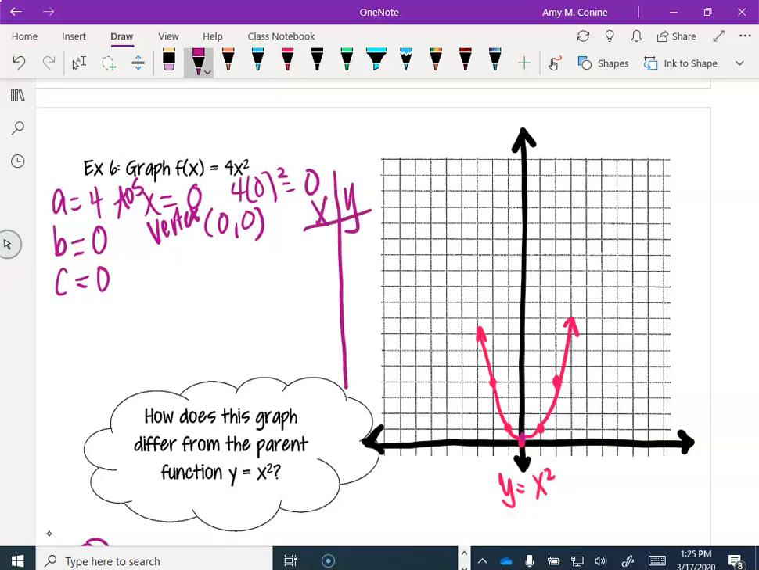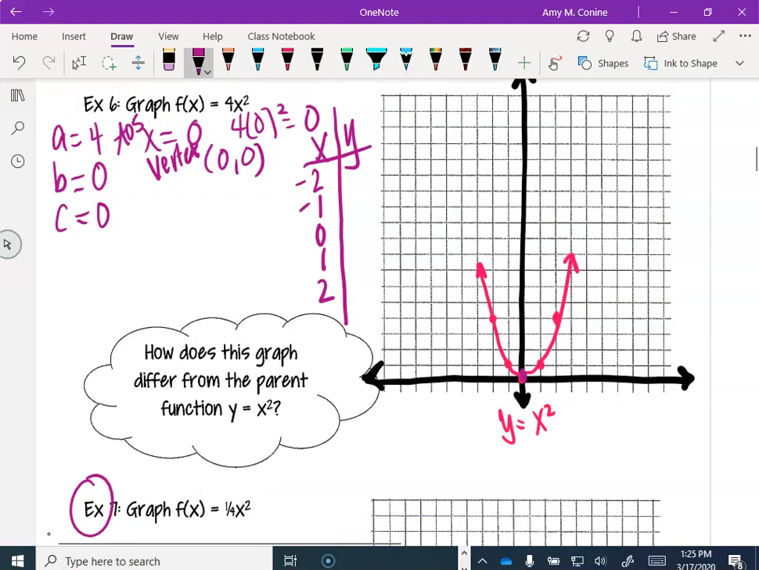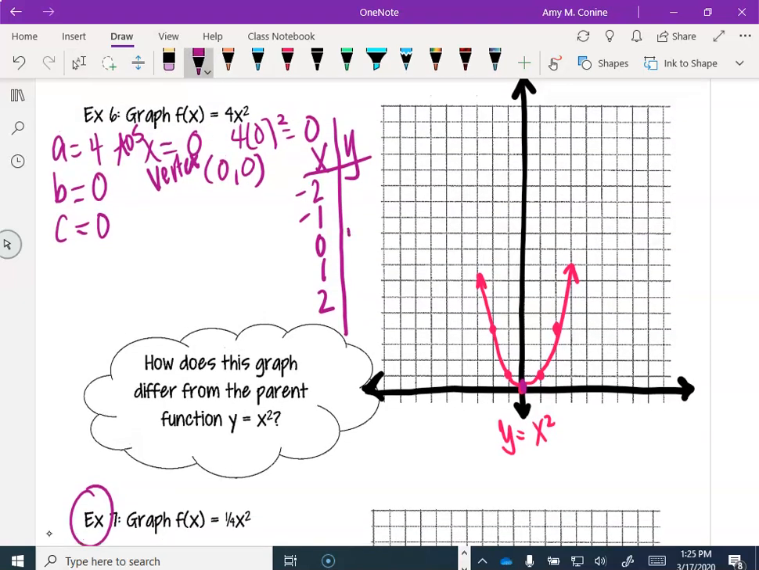That is going to be the same, which means we're going to use the same 5 points that we normally use. So I know 0 is also 0. Now I'm going to plug in my -2. -2 squared is a positive 4. 4 times 4 is 16. Wow, that jumped up really fast. So now -1. -1 squared is just 1. That gives me 4. And it should still be symmetrical. So this will be 4 as well, and 16.